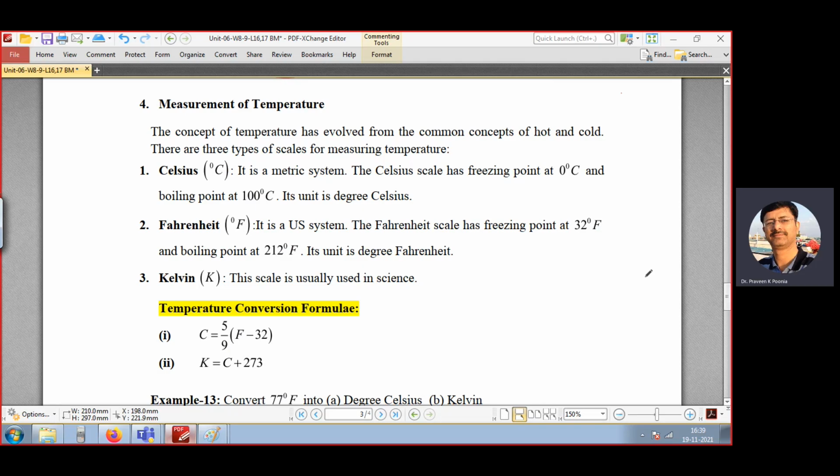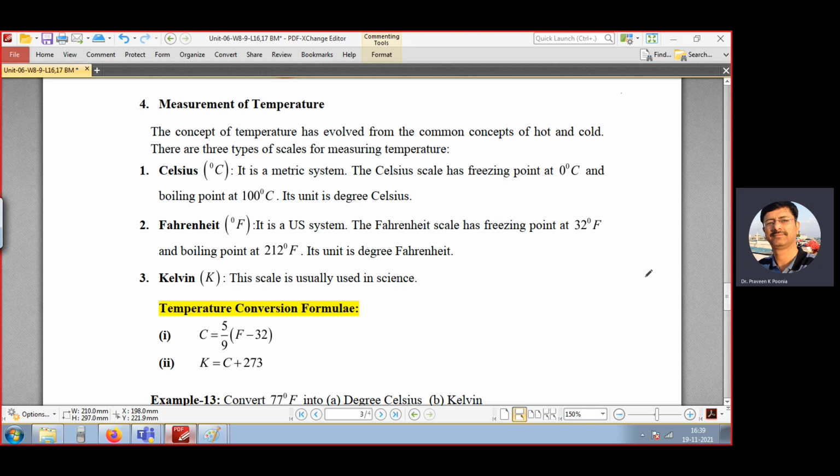This is the last measurement video, measurement of temperature. What do you mean by temperature? If we have a fever, we are not well, what do we do? We go to the hospital. Immediately the doctor will check and measure the temperature of our body using a thermometer. That instrument is called a thermometer, through which the doctor checks our fever.